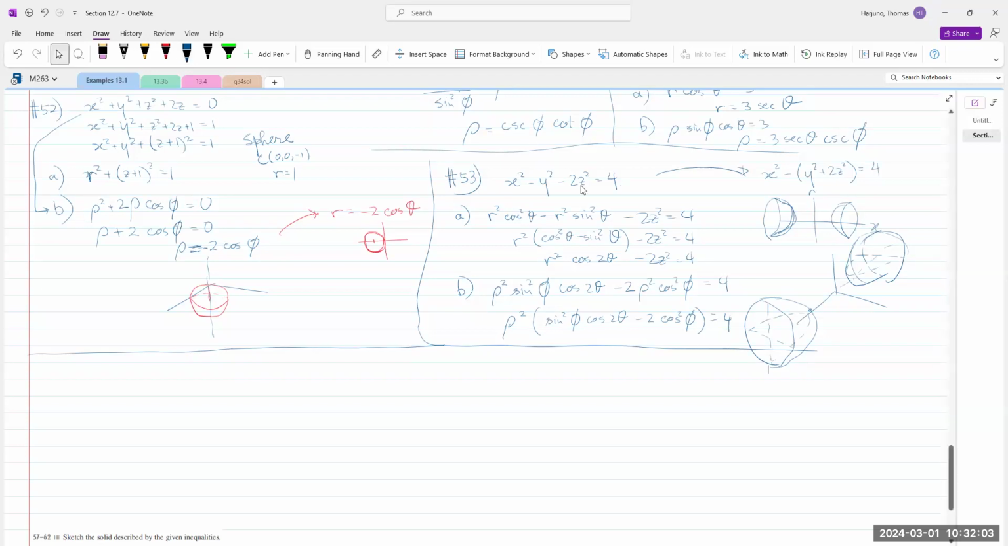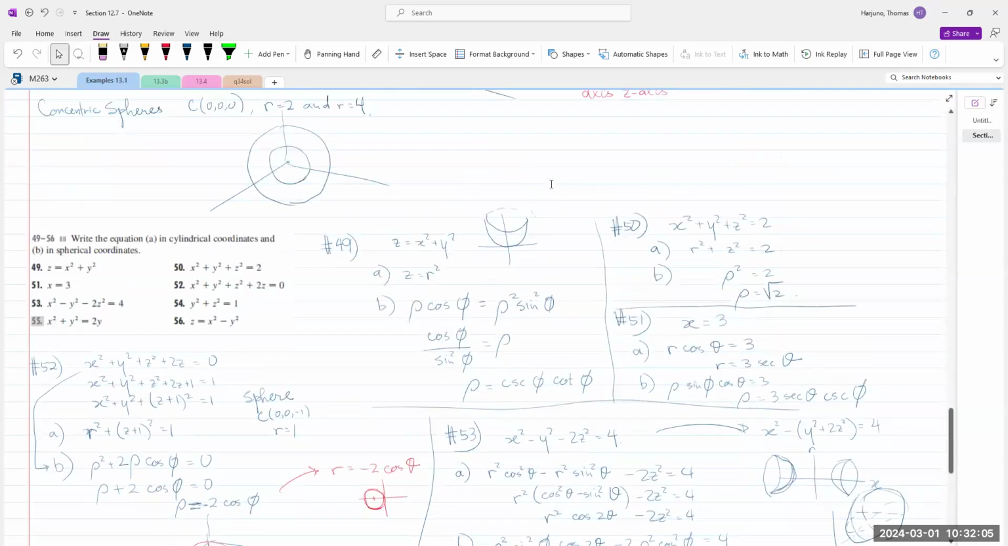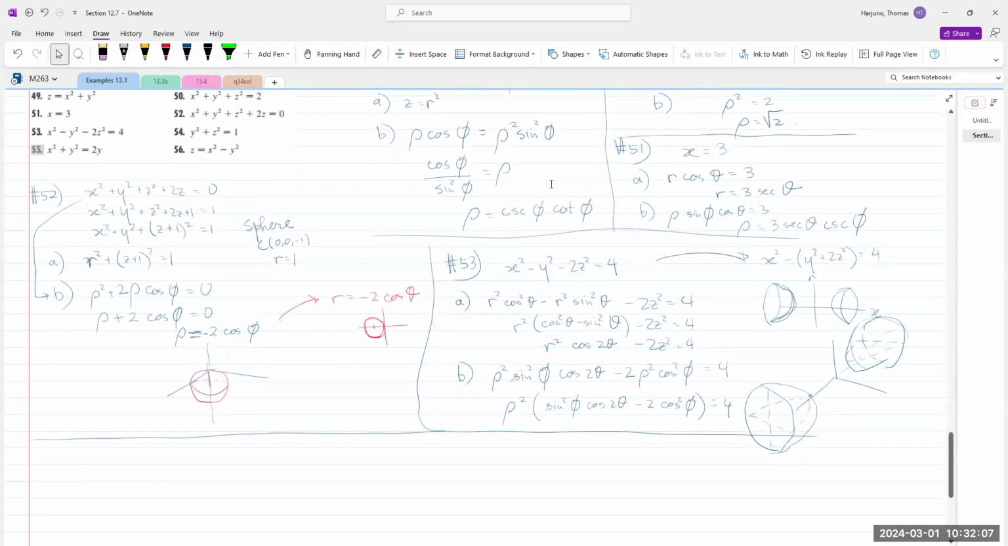Okay, that's for number 53. 54, I think that one is easy. y squared plus z squared equals 1. So that's actually a circle on the yz plane, but if you extend it in the x direction, that will be a circular cylinder with radius 1 with the x-axis as its axis.